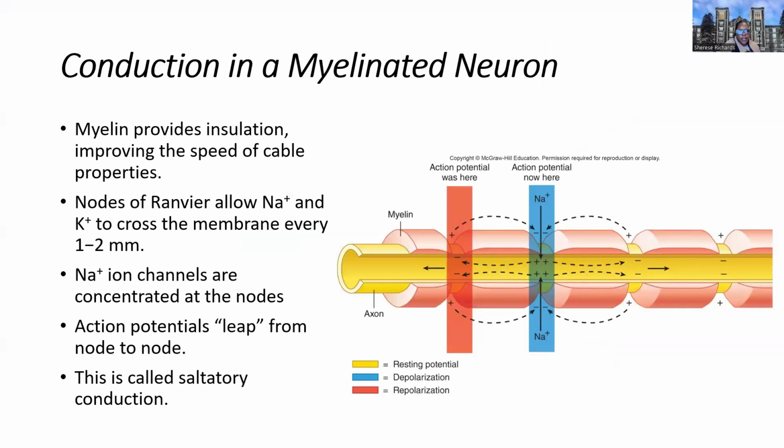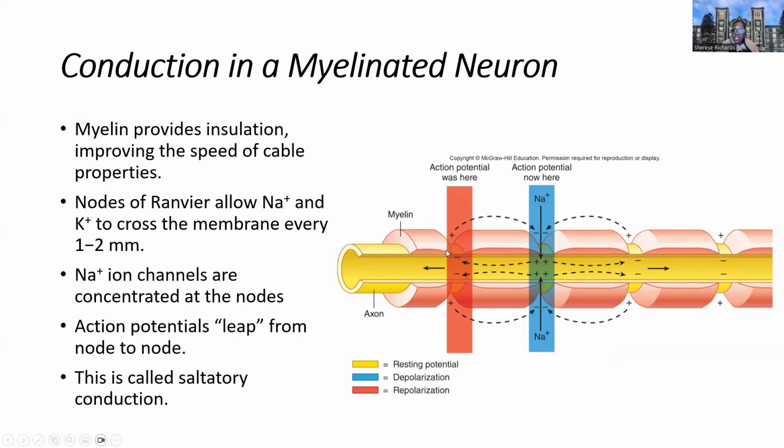So we refer to that as being saltatory conduction. And saltatory conduction means that the action potential in a myelinated neuron does not go to every single segment of the neuron. It's going to be concentrated in the areas where there is no myelin. And myelin is really just fat. We'll talk about how myelin is formed in the nervous system in our next chapter coming up.